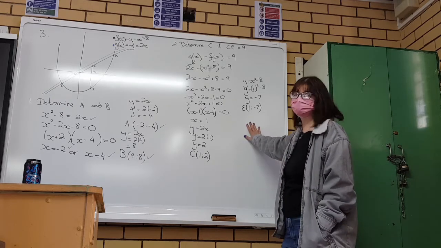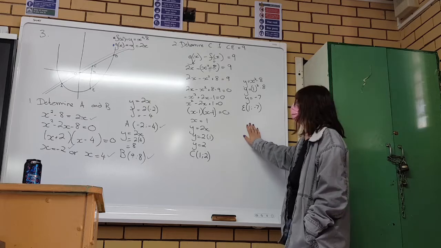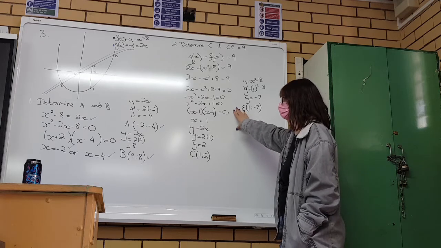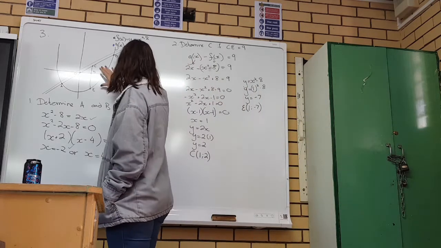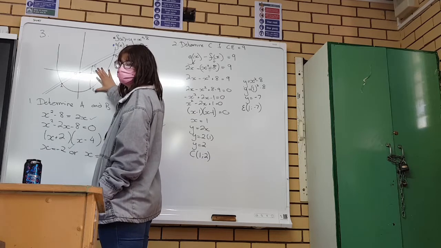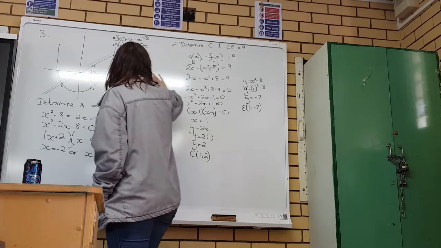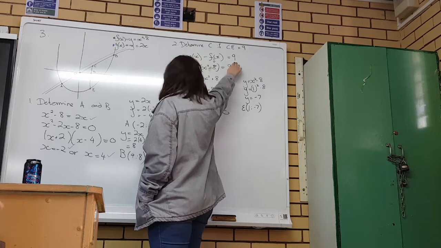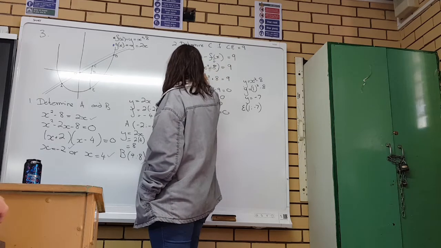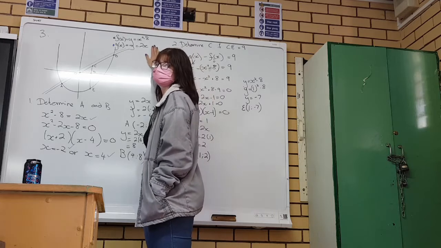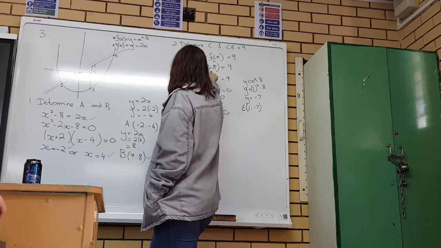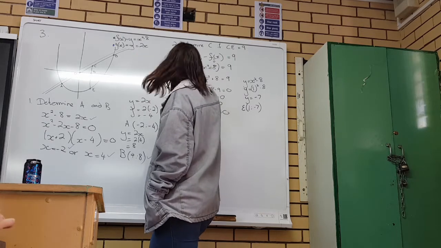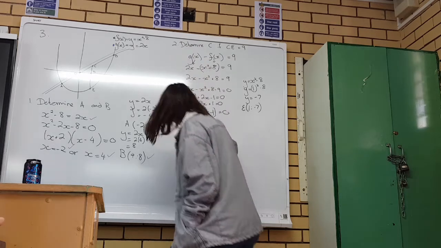Alright. I'm going to go through it again. So we have to determine C and E if CE equals 9. So if I take this equation and I minus this equation, I'm going to get 9. The difference between these 2 points is 9. So I take g of x and I minus f of x, and I get 9. Okay? So I substitute in my equations for f of x and g of x. My equation for f of x is x squared minus 8. My equation for g of x is 2x. I substitute those 2 in. Alright, from there, I solve, I do my trinomial factorization.